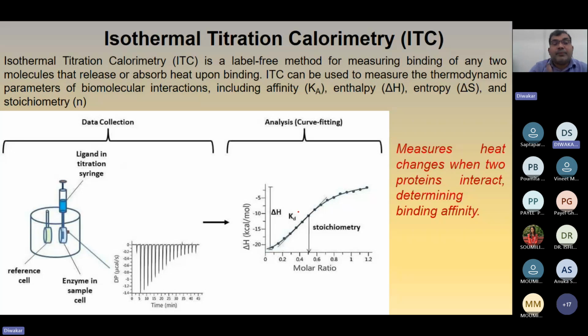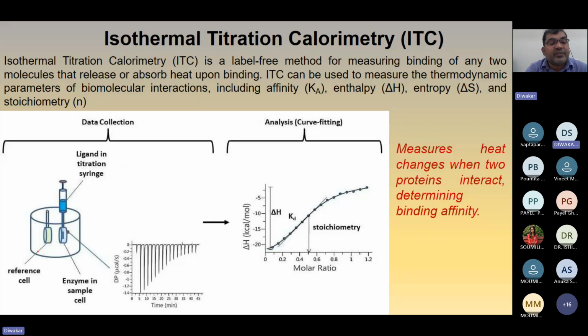And these affinity molecules we can monitor in terms of release and absorption of heat energy. On the basis of thermodynamic parameters, we can calculate the type of reaction, whether it is exothermic or endothermic, what the stoichiometric constant is at the time of the interaction, and what the enthalpy value of the interacting partners will be.